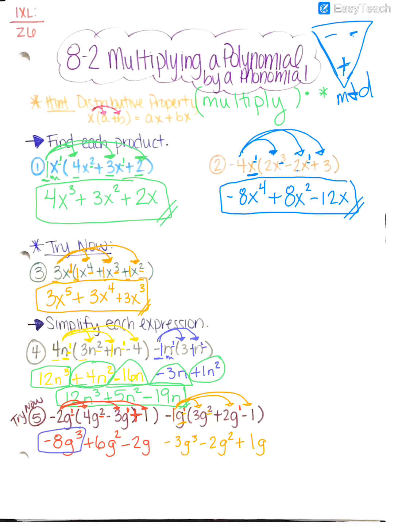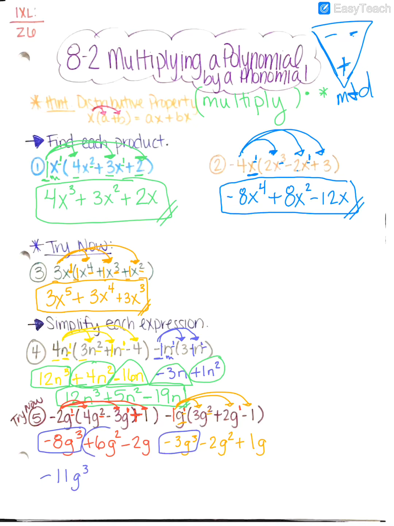So my highest power is g to the third. Here we have same sign, so we're going to go ahead and add and keep the sign. So negative 11 g to the third.